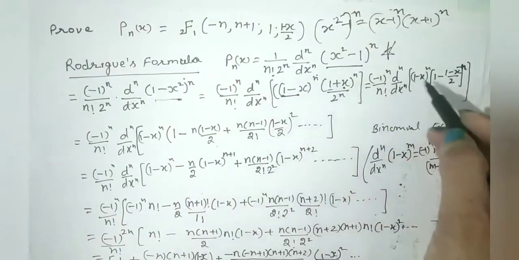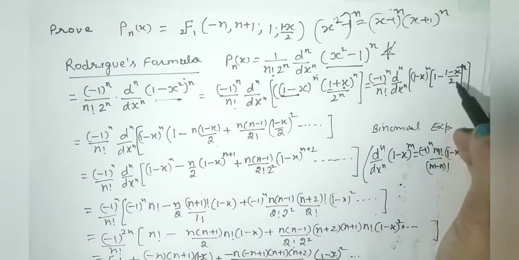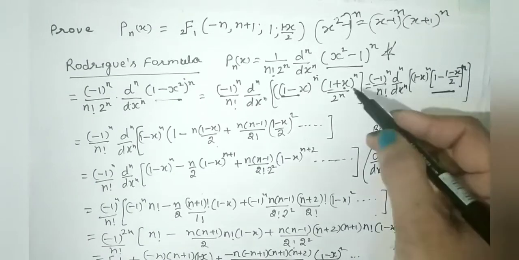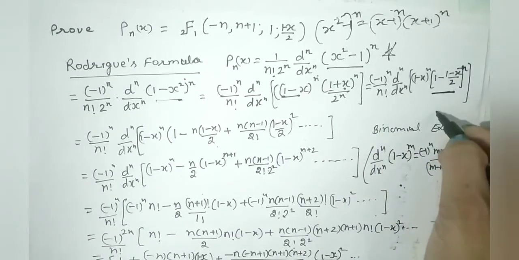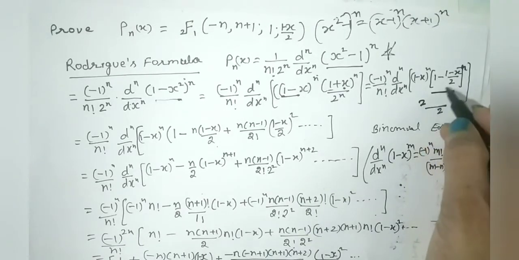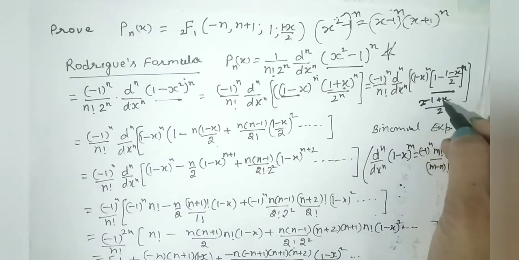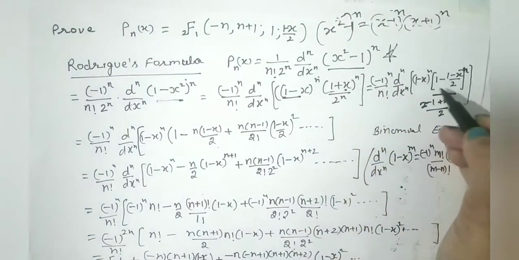This is (1 minus x) by 2. After simplifying this expression, you will get this thing, because 2 in the denominator and in the numerator will be 2 minus (1 plus x). So what will be 2 minus 1? It is 1, minus x. So 1 plus x can be written like this.